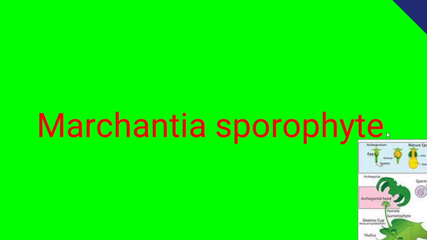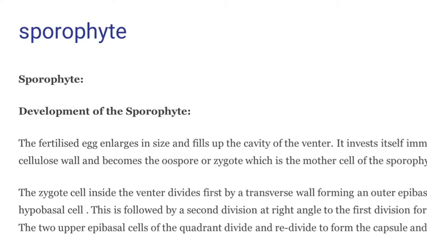So, the Marchantia sporophyte. In the life cycle of Marchantia there are two phases: one is the sporophytic phase, and the other is the gametophytic phase. The plant is the gametophytic one. In this plant the reproductive organs, antheridia and archegonia, are produced on different plants. After fertilization the zygote develops in the archegonium, and from this zygote the sporophytic phase starts.